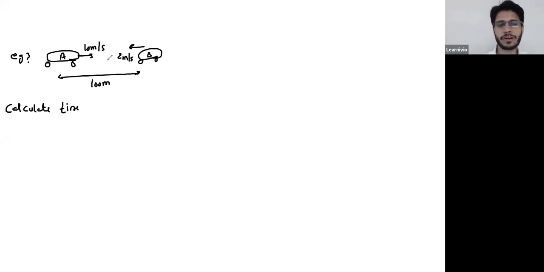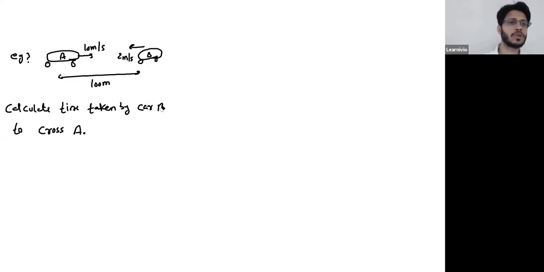When B was at rest, car A takes 10 seconds to cross B. But if B is moving towards it, the time will be greater than 10 seconds or less than 10 seconds? Less than 10 seconds. Calculate time taken by car B to cross it, or A to cross B. That's the same. You'll get the same answer.